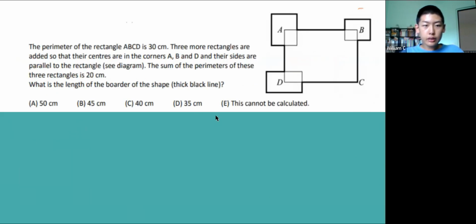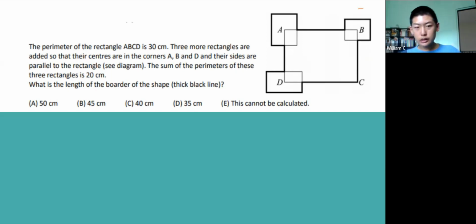Perimeter of the rectangle ABCD is 30 centimeters. 3 more rectangles are added so that their centers are in the corners A, B, and D, and their sides are parallel to the rectangle. See the diagram. Sum of the perimeters of these 3 rectangles is 20 centimeters. What is the length of the border of the shape, the thick black line?